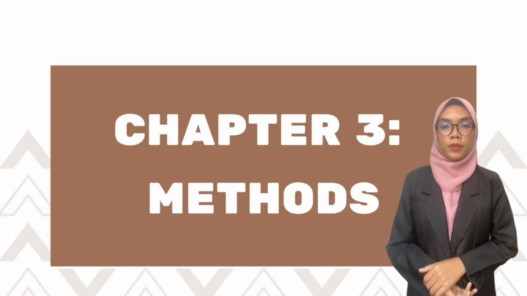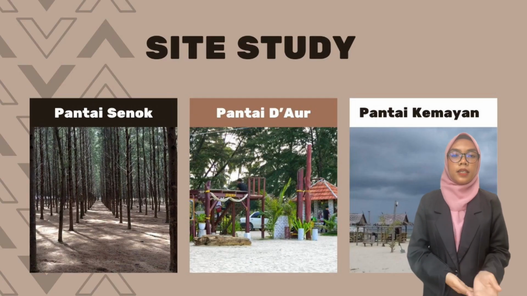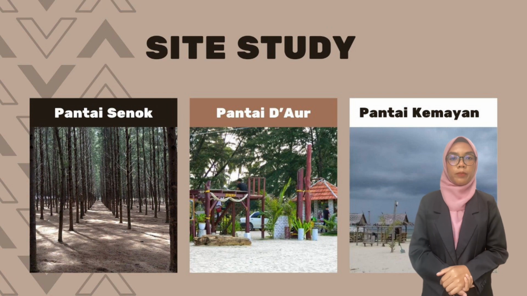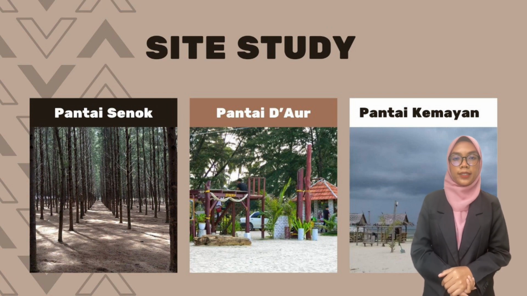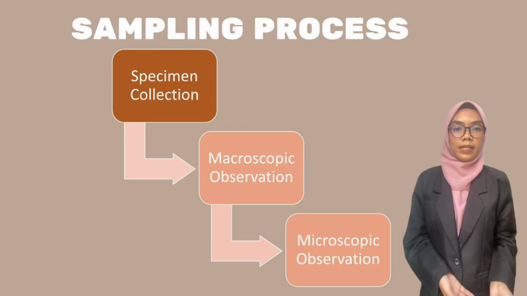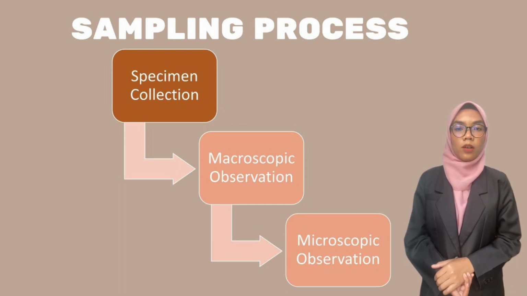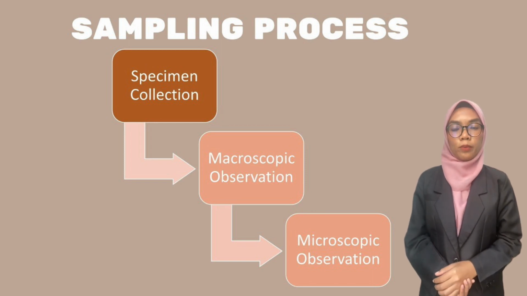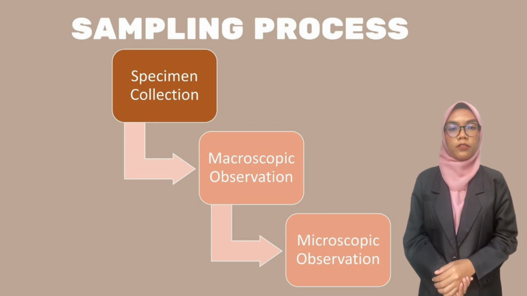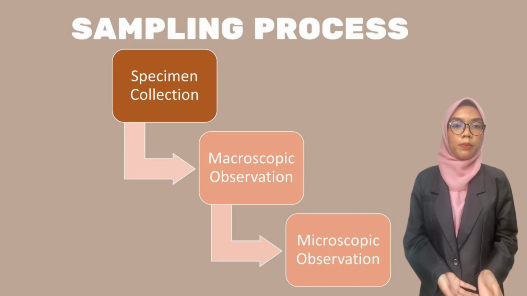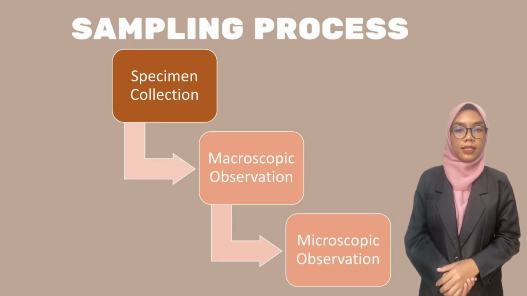Next, we jump into Chapter 3, Methodology. The study was conducted at Pantai Senok, Pantai Diaur, and Pantai Kemayan, which are located in Bachok, Kelantan. The sampling process began with the specimen collections that were collected during the rainy season from October 2022 until February 2023. Samples collected were labeled with collection number, date, and place.